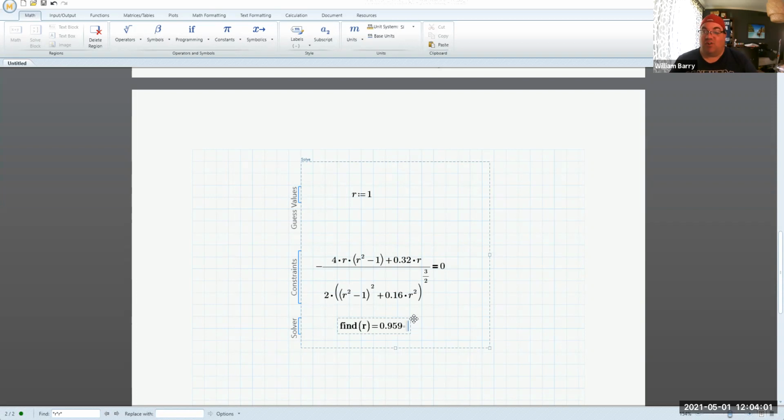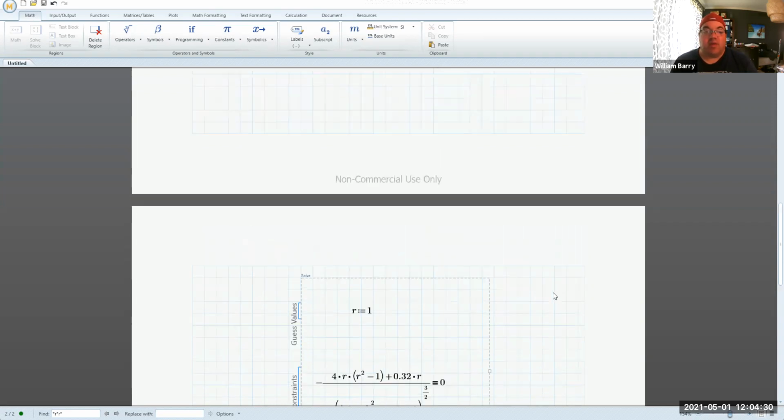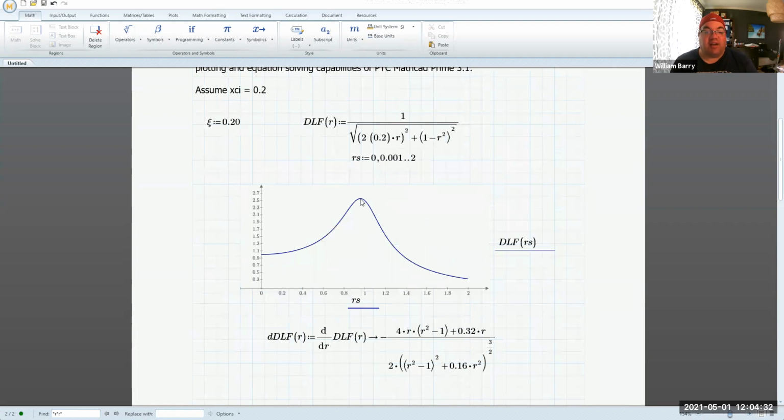Right, so just in the solve block, we see 3 different kinds of equal signs. We see the assignment operator, which is a colon equals. We see the equivalence operator, which is a bold equal sign. And then we see the numerical evaluation operator, which tells Mathcad to numerically evaluate an expression and output a numerical result. And that's what we used here. So we see the answer is 0.959. That's the R value that maximizes our dynamic load factor.